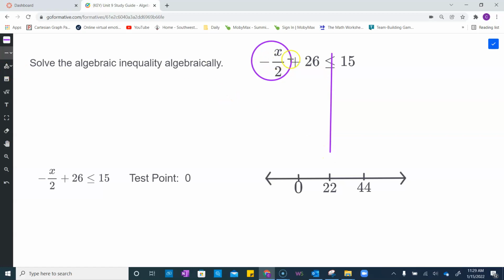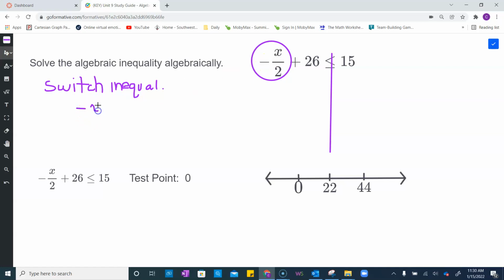What I notice is when I circled this x term, there's a negative in that x term. So I'm going to need to switch at some point along the solving way. I'm going to need to switch my inequality from a less than or equal to a greater than or equal to symbol. So I'm just making a note here because of my negative.